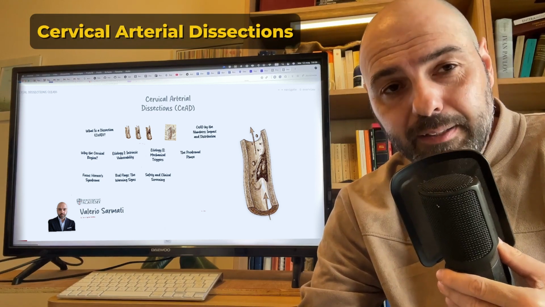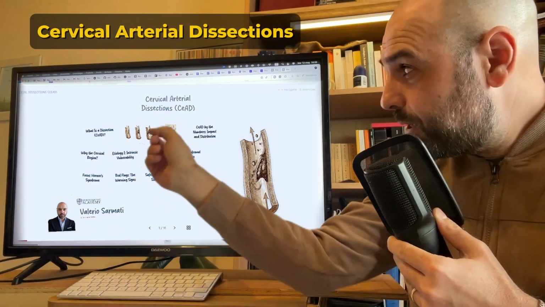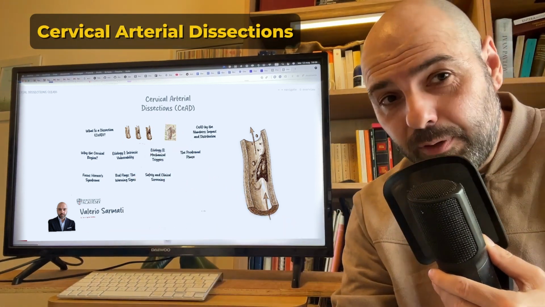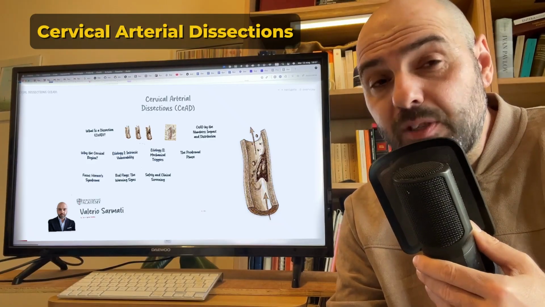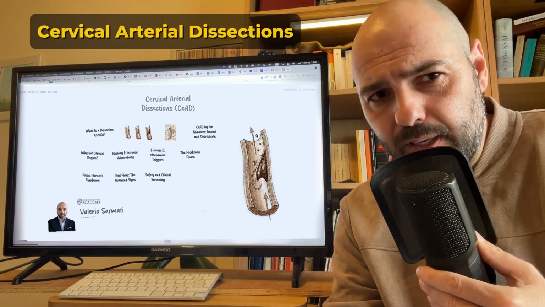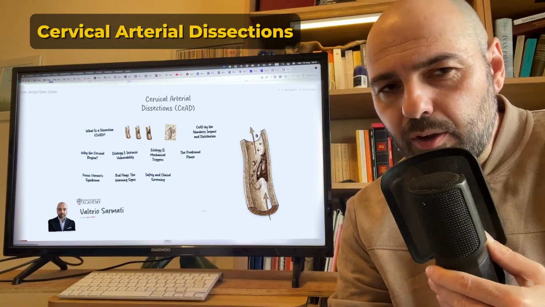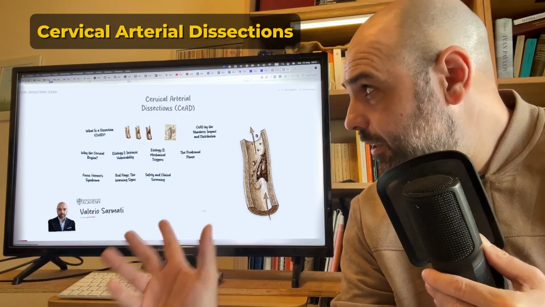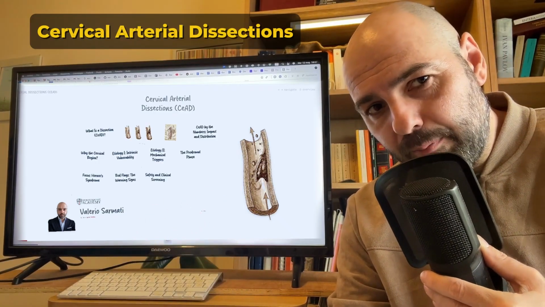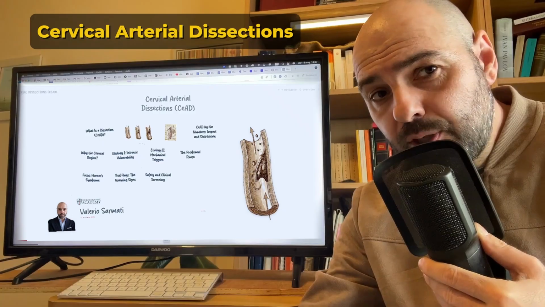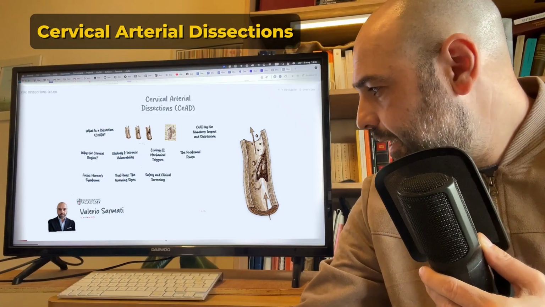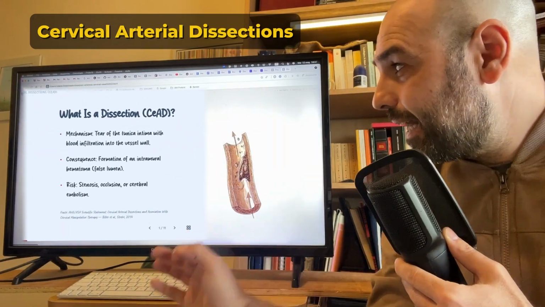Cervical arterial dissections. We often find them summarized with this acronym, cervical artery dissection. They are also often referred to as arterial dissection. Dissection and dissecation are used as synonyms, although dissection is a bit more common in clinical settings. But what are dissections? Mechanically, they represent a tear in the intimal layer of the blood vessel.